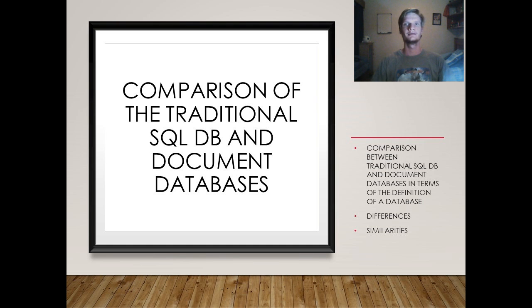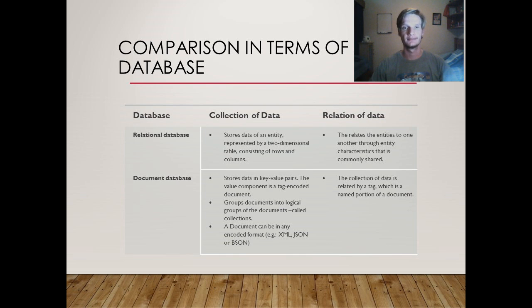I'm going to compare a traditional SQL database and a document database. A database is a collection of data. It is also the relation of data. A relational database stores data of an entity represented by a two-dimensional table consisting of rows and columns. A relational database relates the entities to one another through entity characteristics that are commonly shared.